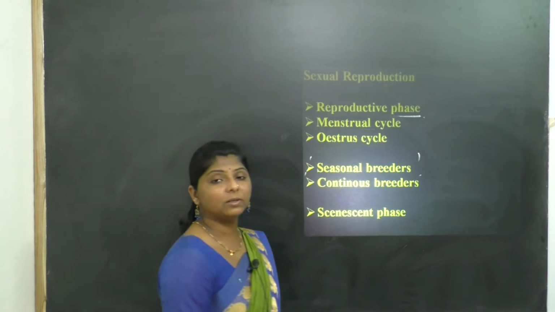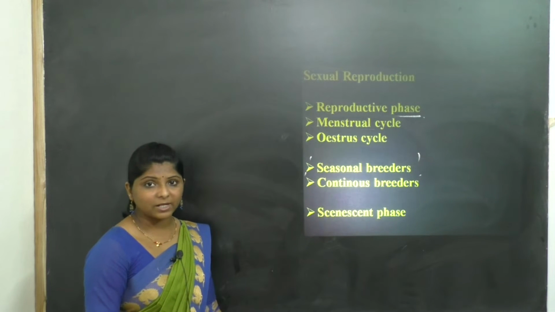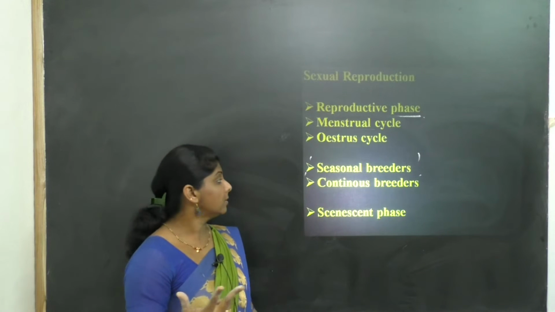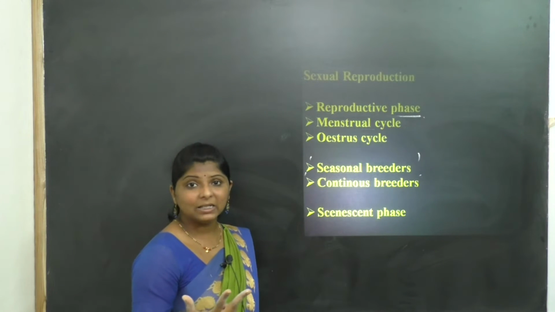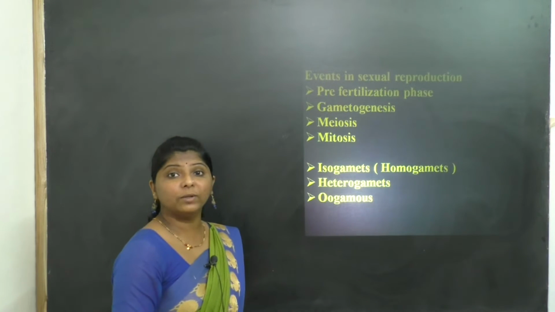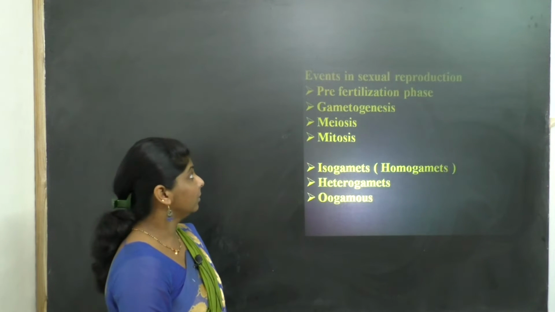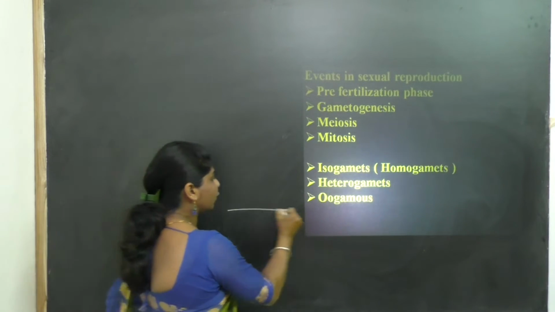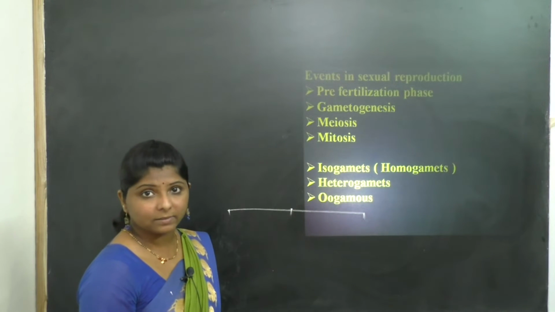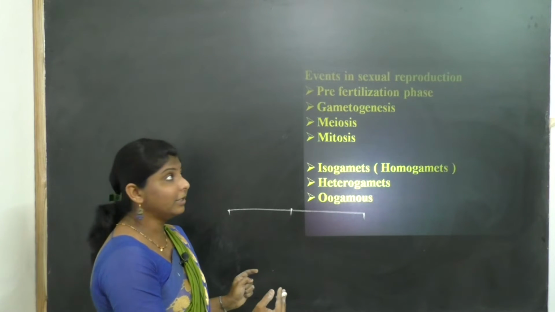So that is about the 3 phases of organism showing sexual reproduction: the juvenile phase, the reproductive phase, and the last one is senescent phase. Okay, so now we will discuss about events in sexual reproduction. The entire event of sexual reproduction is divided into 3 phases. I repeat, the entire event of sexual reproduction is divided into 3 events.